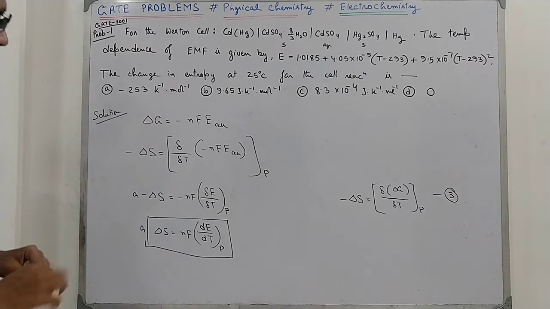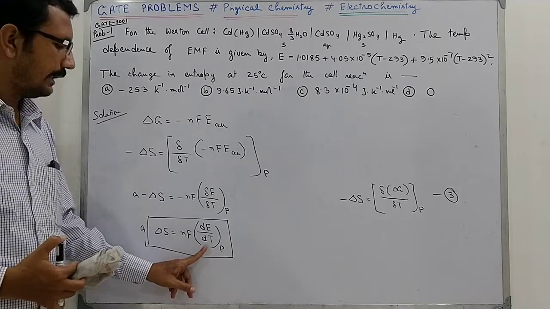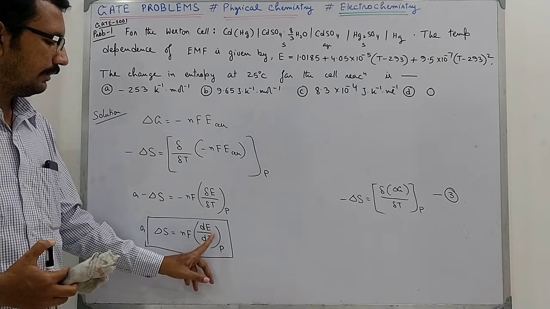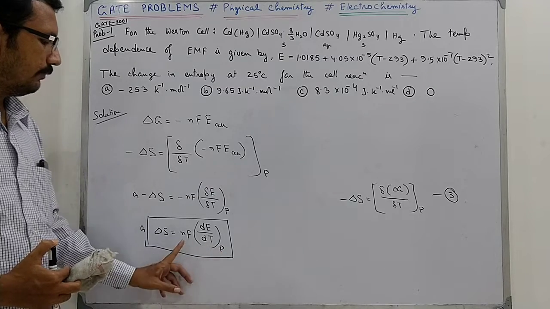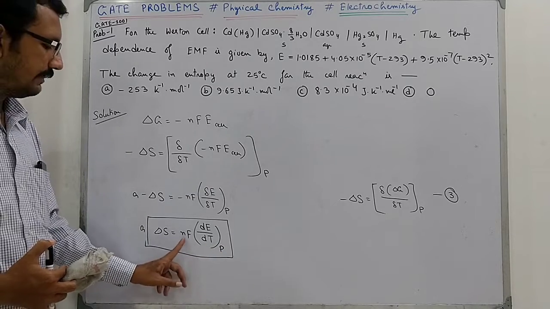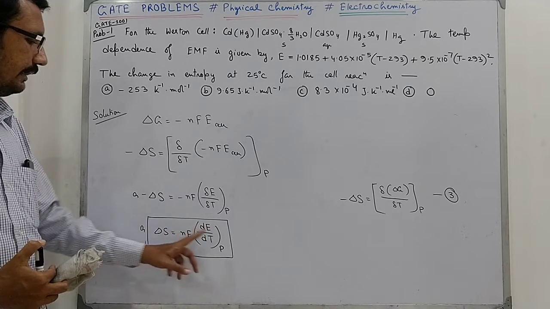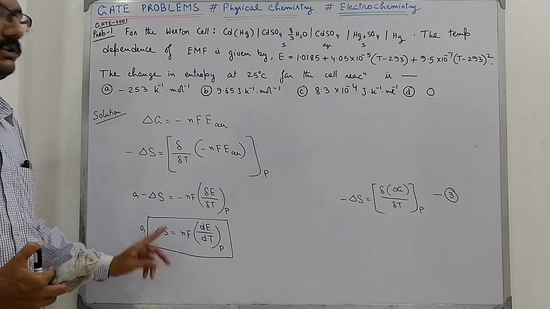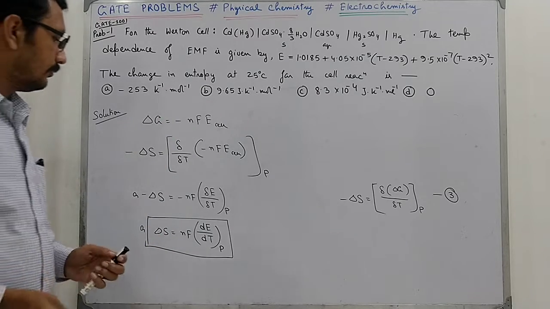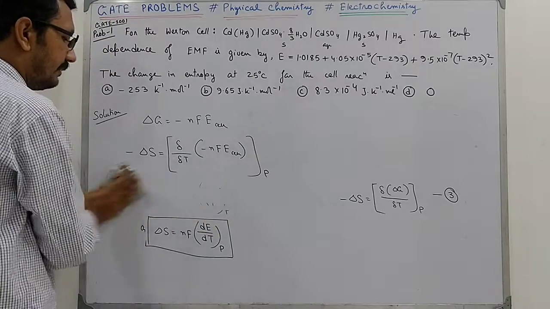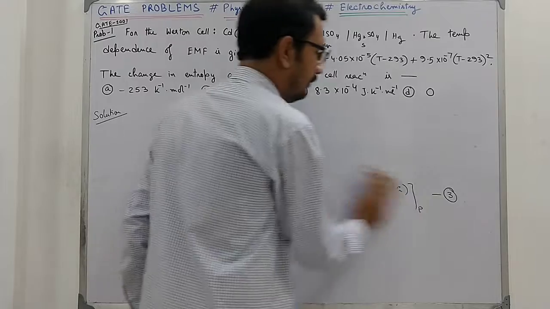So if you know the temperature coefficient, that is the rate of change of EMF of the cell with respect to temperature at constant pressure, and if you know the cell reaction, then you will get this value of n, that is the number of electrons transferred per reaction, then you will be able to determine the change in entropy associated with the reaction. So this is how entropy change can be determined in any galvanic cell.